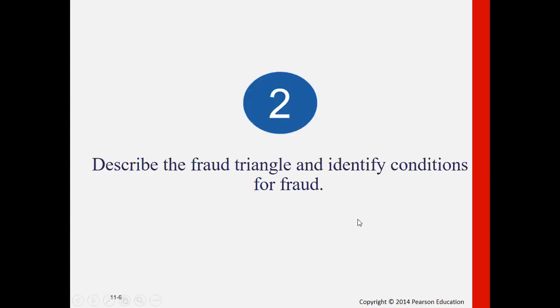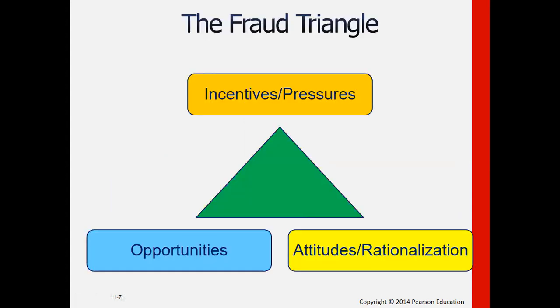Second will be to describe the fraud triangle and identify conditions for fraud. For fraud to occur, actually, there are three conditions and factors that would contribute to such. First will be incentives or pressures, because the perpetrator of fraud, also known as fraudster, is thinking that there is an incentive, or basically there's a benefit to be received because of such fraud to occur or happen.